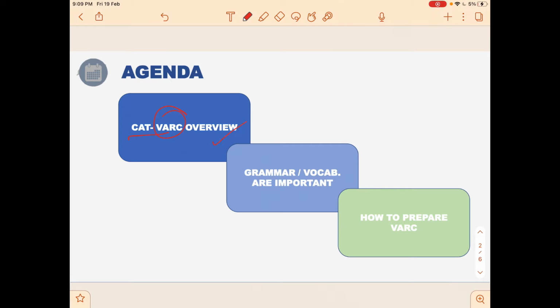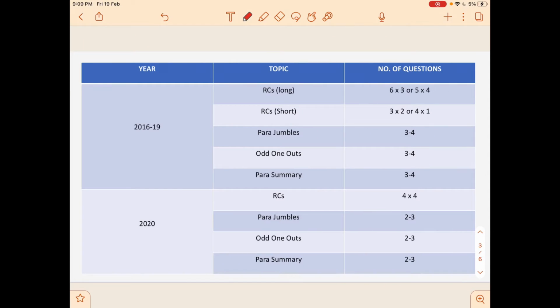First of all, we'll start with an overview, and then I'm going to discuss with you why grammar and vocab play an important role in your CAT preparation for the VARC section, even though no direct questions are asked from that. And again, we'll have a look at the strategy of preparation and the timeline and how to plan our preparation. So let's begin. As we did in the QA section, let's begin our discussion by first of all looking at the areas where the questions are asked from.